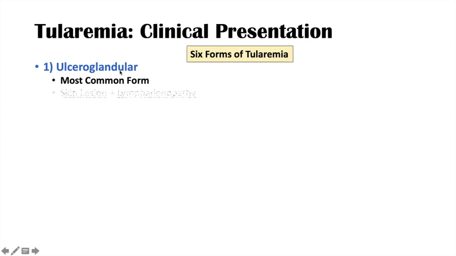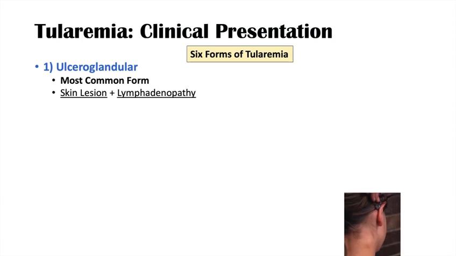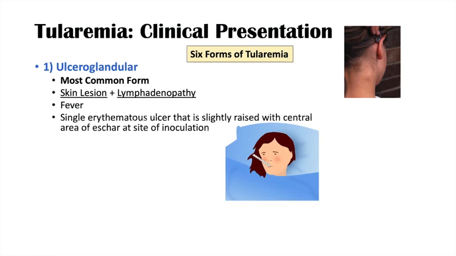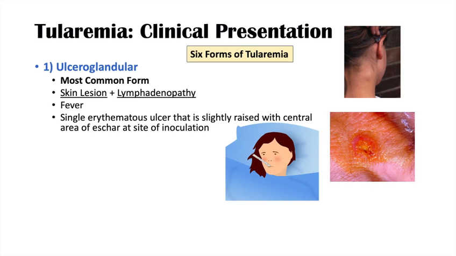This is actually the most common form. As its name suggests, there's a skin lesion and there's lymphadenopathy, so swollen tender lymph nodes. You can see here in the posterior cervical chain there's some lymphadenopathy. We also see fever with this form of tularemia. And we usually see a single erythematous ulcer that is slightly raised with a central area of eschar at the site of inoculation. So wherever perhaps the tick had bitten, you might see a raised ulcer like this.